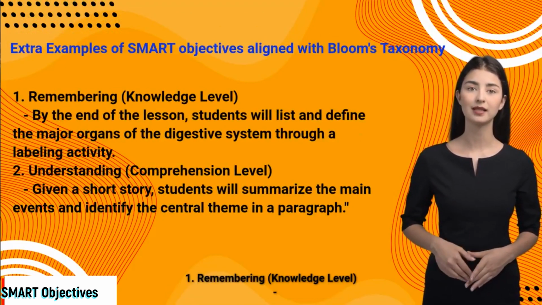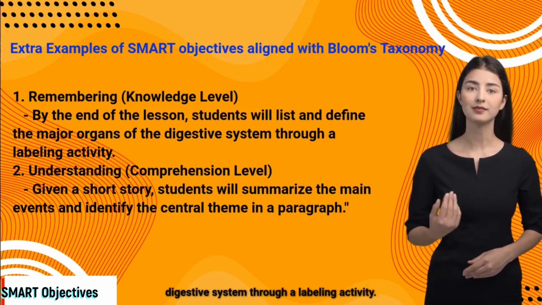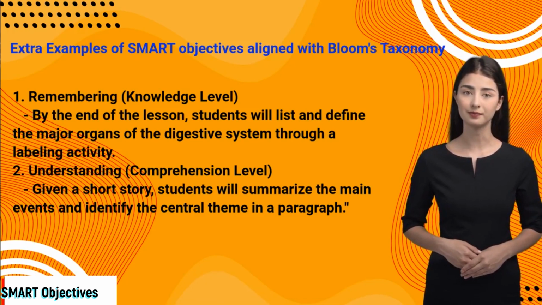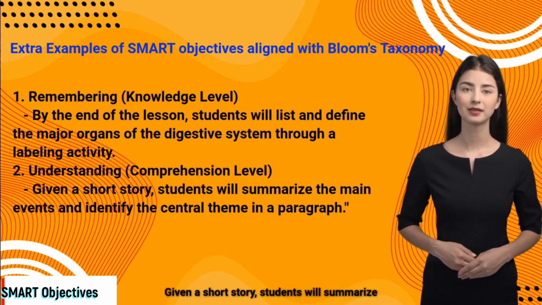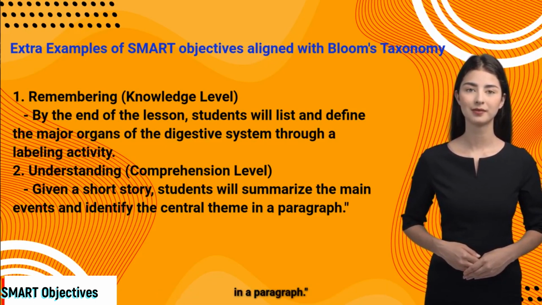1. Remembering, knowledge level. By the end of the lesson, students will list and define the major organs of the digestive system through a labeling activity. 2. Understanding, comprehension level. Given a short story, students will summarize the main events and identify the central theme in a paragraph.